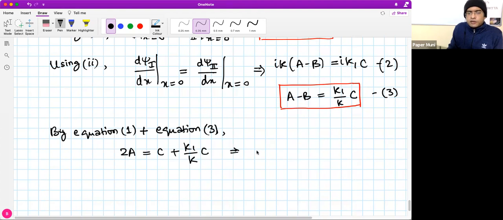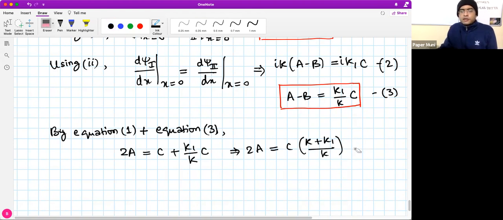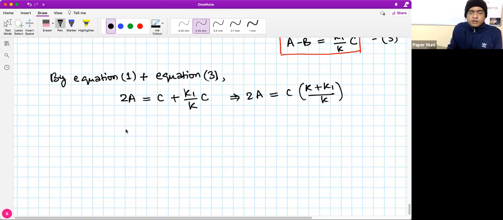Further, if we simplify this, we get 2a equal to c times (k plus k1) by k. This is the form you get, and if you solve this further, you'll get c by a equal to 2k by (k plus k1).